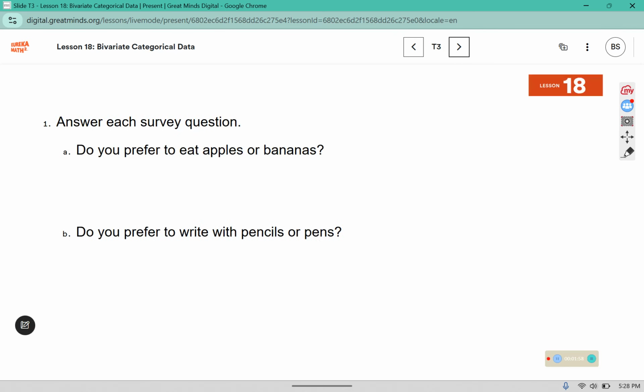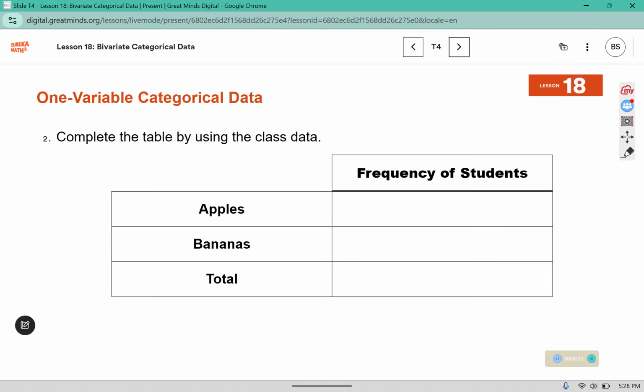So you're going to answer each survey question on your own. Do you prefer apples or bananas? Do you prefer to write with a pen or a pencil? This is your choice. And then we are going to complete the table by using the class data. So we'll tally up how many people said apples and how many people said bananas, and then how many students are in our class total.